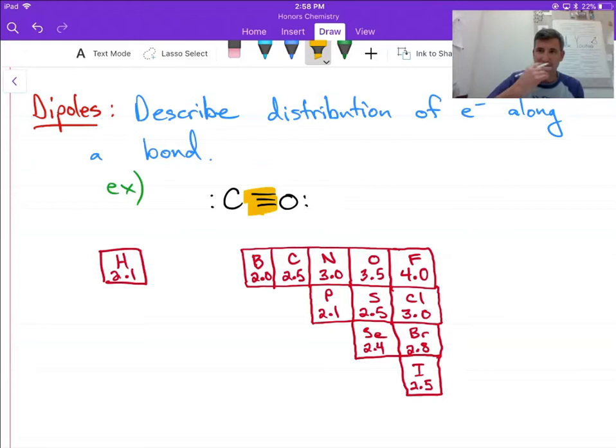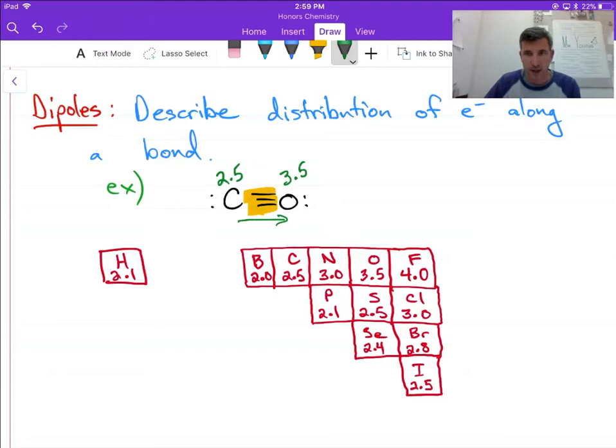So don't recopy the electronegativities table you see there. You already have that in your notes. Just flip back to it if you want to, or just look at the one that I have here. Carbon has an electronegativity of 2.5, and oxygen is 3.5. So oxygen has quite a bit stronger pull on those 6 shared electrons compared to carbon.